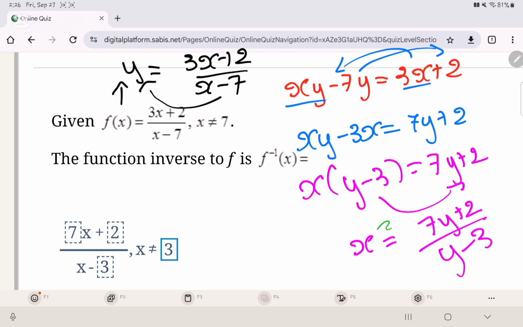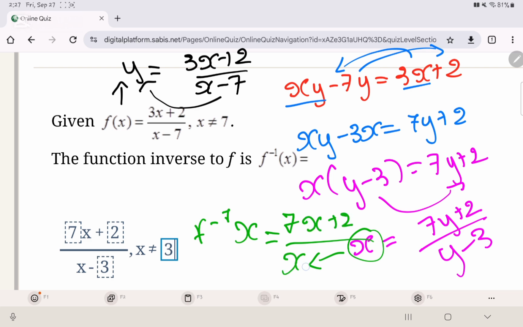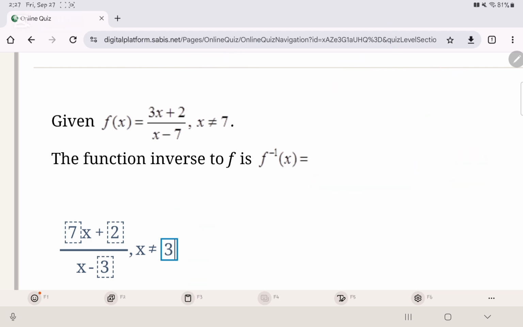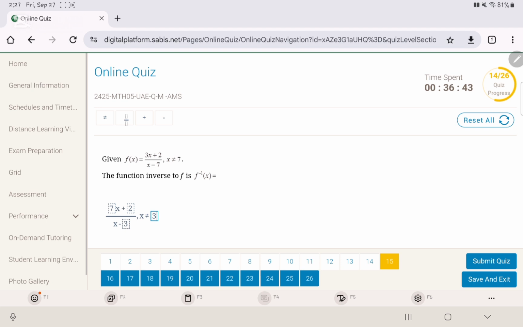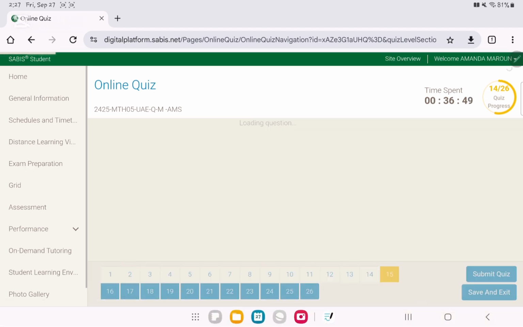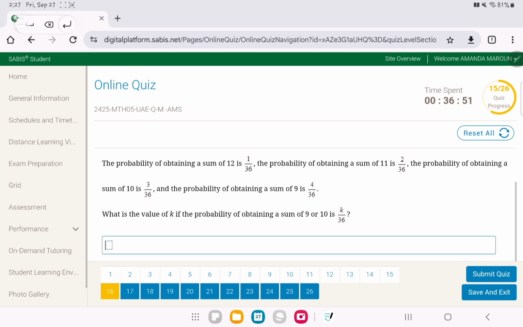Now we're not done yet. We said we're going to take the x, we're going to change it to f inverse x. Okay, it's equal to, now every time we see a y, we're going to change it to x, to 7x plus 2 over x minus 3. Okay, so that's our answer. Now, of course, don't forget to do the restriction, which is x minus 3 is different than 0, so x is different than 3.